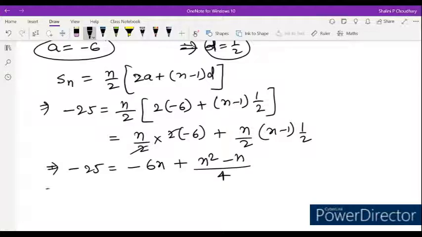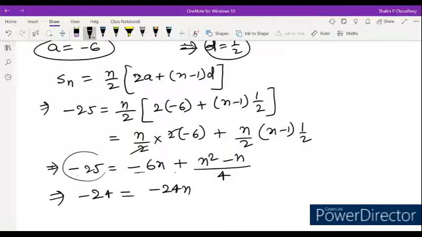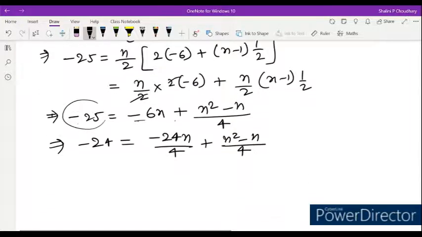Okay, so we'll take 4 here, so -25 multiplied by 4 will be equal to -24n. Why 24n? Because we have to take 4 for the 6 as well. So we'll multiply by 4 and divide by 4. We'll get -24n upon 4. Then we'll take common and multiply 4 this side, by -25. If you want, I'll write the whole thing step by step. So -25 will be equal to -24n/4 plus (n square minus n)/4. We'll write it like this. Now we'll take common.